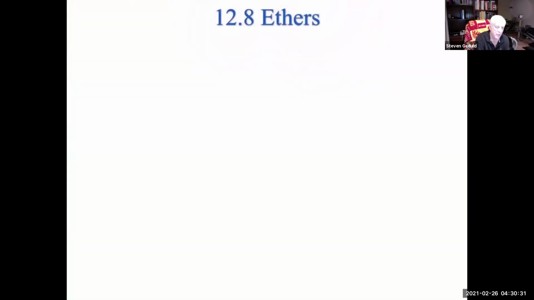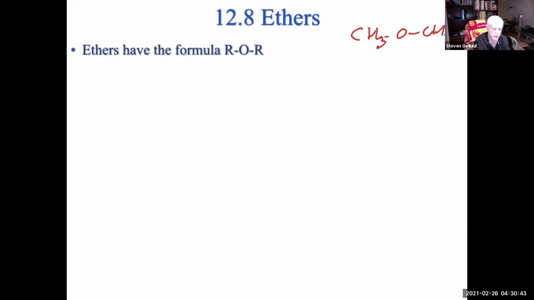Okay. Ethers. Ethers have the formula ROR. So we have a functional group. Say we have CH3, O, CH3. That is an ether. It has an oxygen in the center, 2 R groups on either side. R can be aliphatic, which is our normal hydrocarbons, or it can be aromatic. It can be a benzene ring. It can be either one.